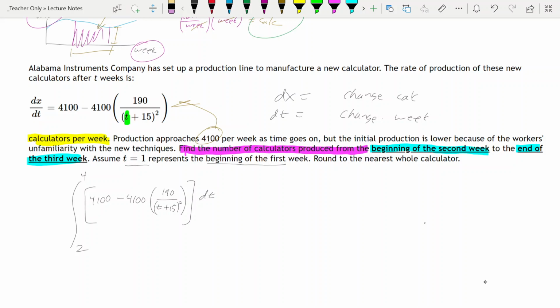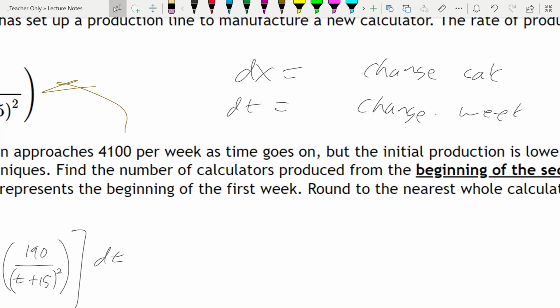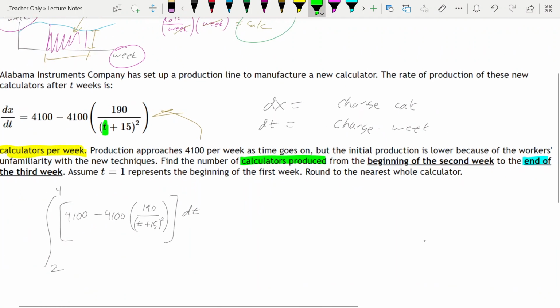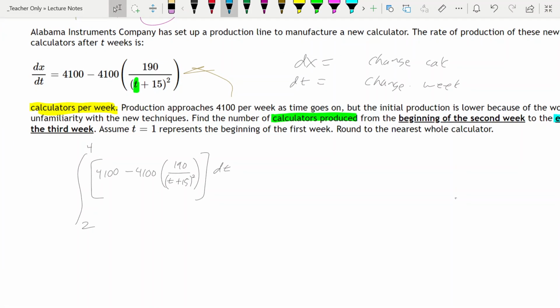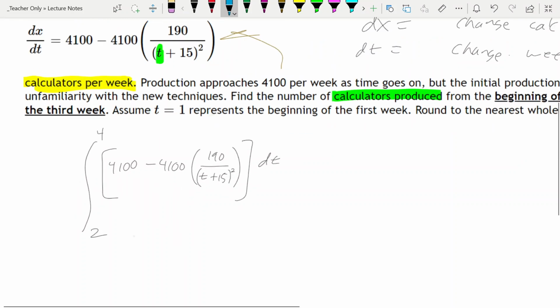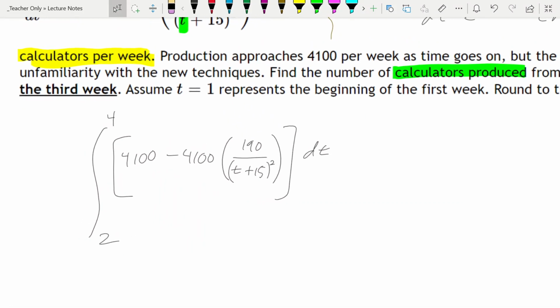And we can see here, let me clean this off. What we can see here, when we go back to this area right in here, they want just the number of calculators produced, which is perfect. This is the net change. This is what this function will give us. So we integrate and we'll be ready to go.